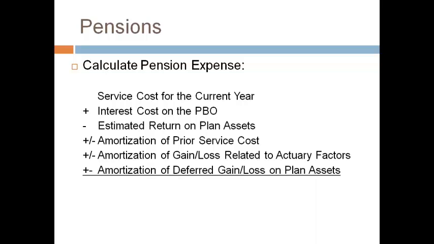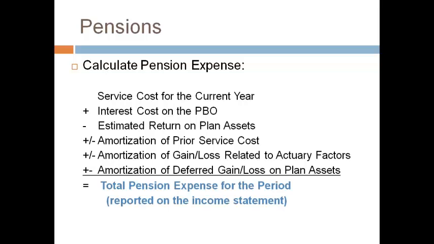The difference in the estimated return and the actual return on assets is also put into OCI. This difference is also taken out of OCI and put into pension expense when the difference becomes large enough to matter. We will discuss this later in the video. All of these components together make up the pension expense reported on the income statement for the current period. Pension expense is a calculated amount.